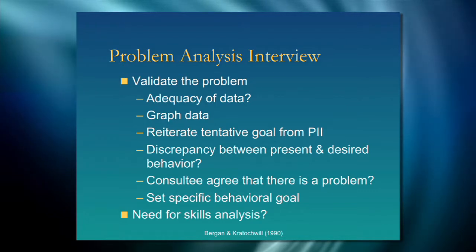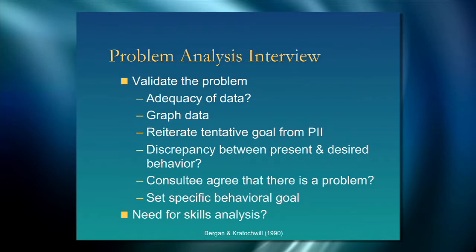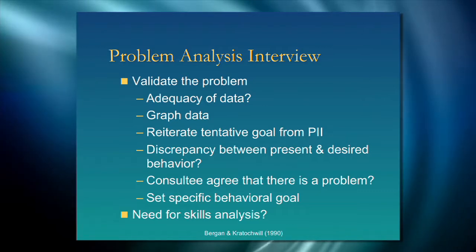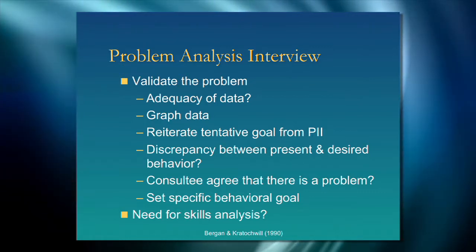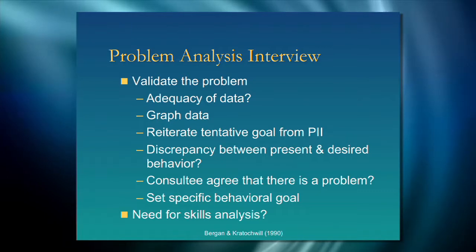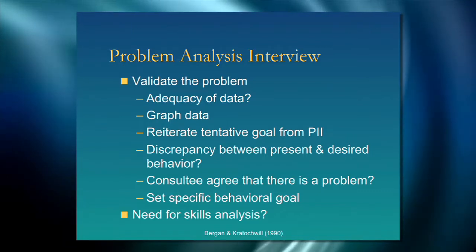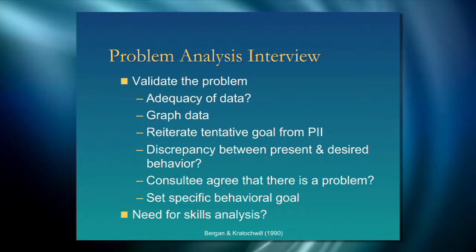So similar to what we did with the PII, we would do here in what's called a PAI, problem analysis interview. And there are several steps that we would take here. One is we would actually look at the data that were collected and establish whether there was enough data and that the data were informative in some way, that it was accurate of what we had agreed upon. So that adequacy of data, question mark, is do we have enough data to go on, and is it really what we had agreed on and telling us anything?